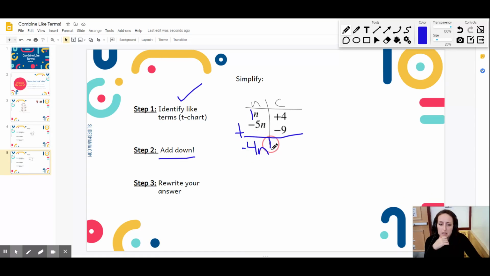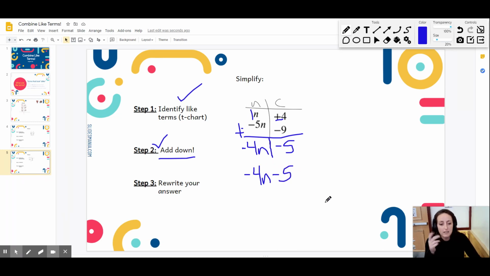Just going to extend my line a little bit. Then I have negative 4 plus negative 9. Again, who's going to win? Team negative. By how many? 5. Step 2, complete. Step 3, we're going to rewrite our answers. So we have negative 4n. And then here, since this is a negative 5, we can say it's minus 5.